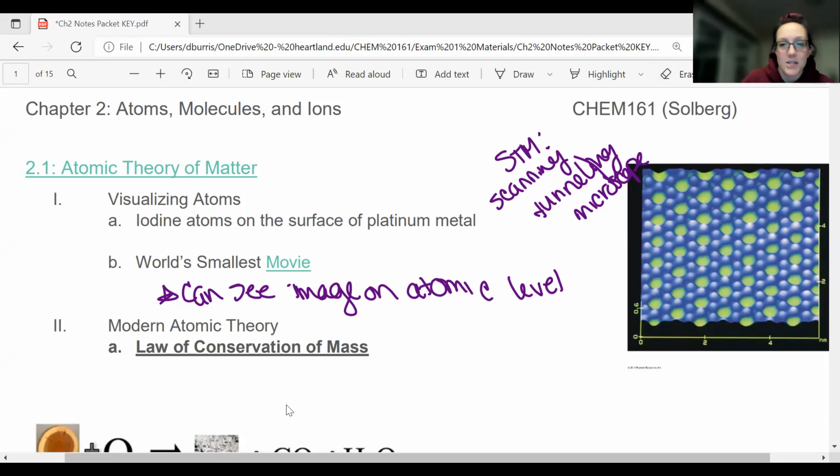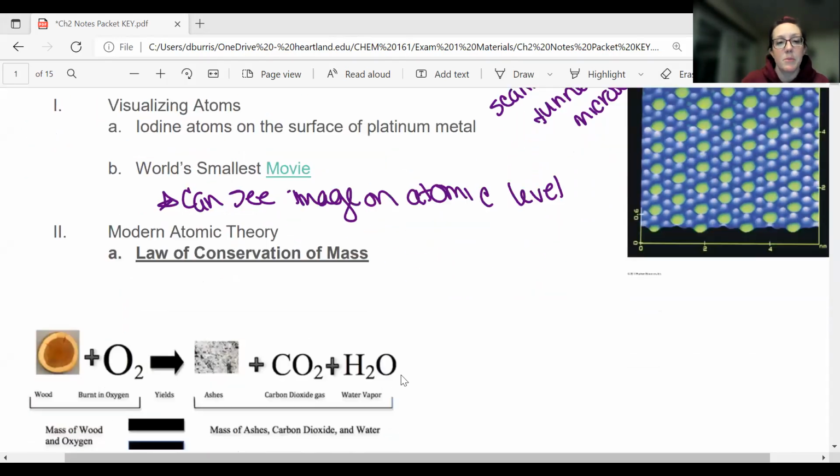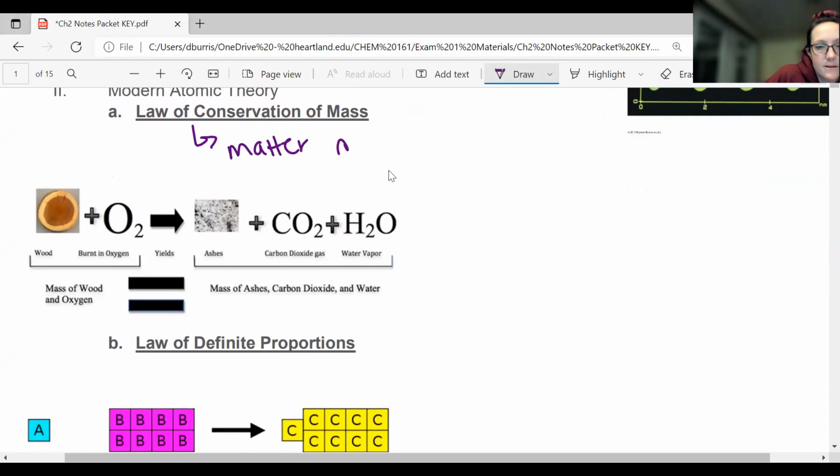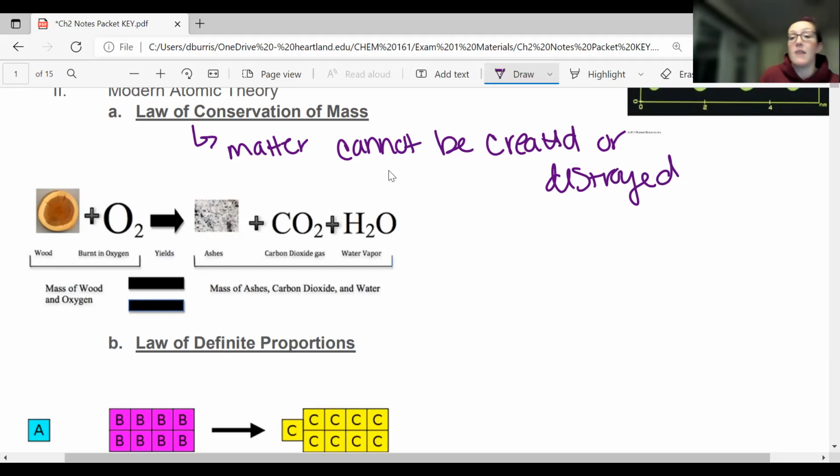So the modern atomic theory. There's a lot that's brought us to the modern atomic theory, but there's a couple of laws that are extremely important. First being the law of conservation of mass. I know you all know the law of conservation of mass, which has to do with matter cannot be created or destroyed, right? This actually governs almost everything we do in chemistry. Because matter can't be created or destroyed, we can calculate how much stuff we're supposed to make whenever we do a chemical reaction or things like that.